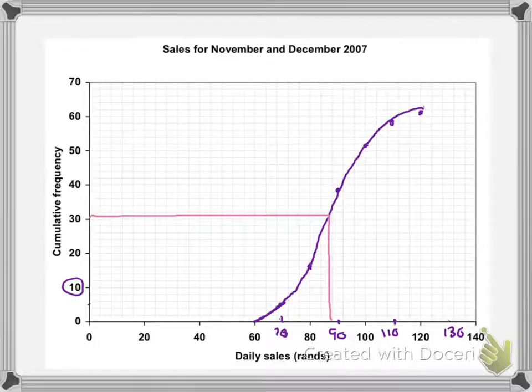rands every day. And then the next question said, what is the interval for the top 25% of the daily sales? So for the top 25, you need to work out 25%, or in fact 75%, because it's from the top, of that 61. And that gives you 45,75. So we go to 45,75.